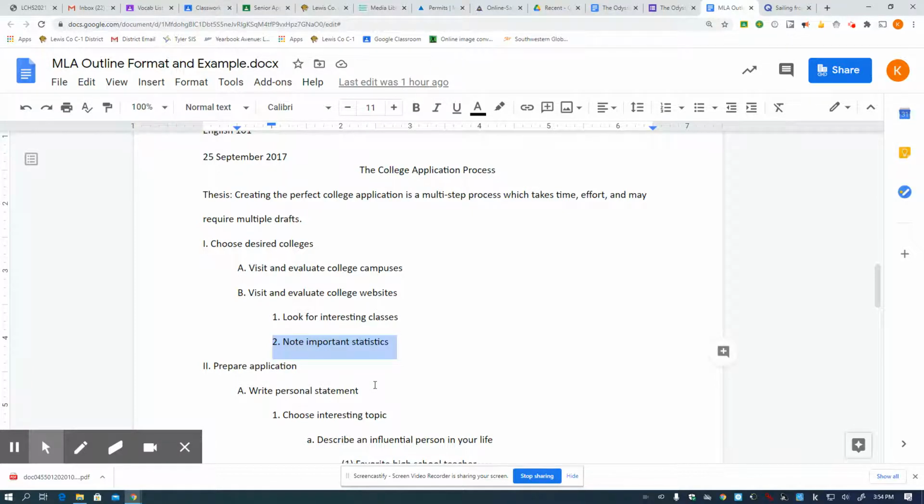tuition, graduation rate, acceptance rate, job placement rate after graduation. All of these would be statistics to which this number 2 under B would be addressing.